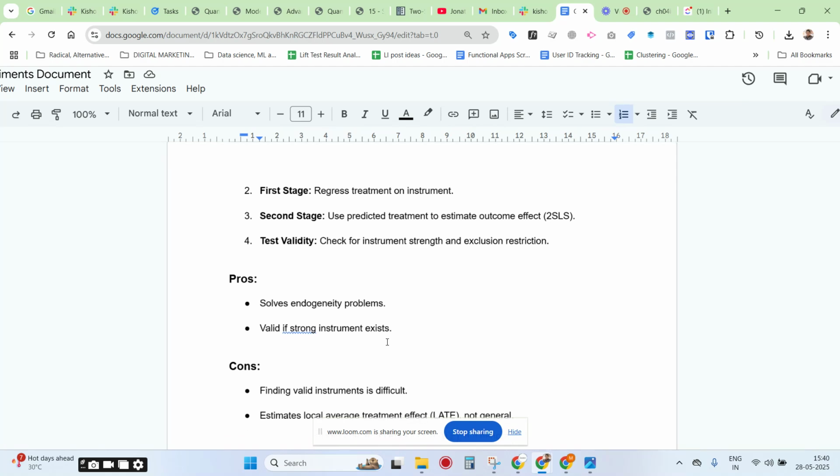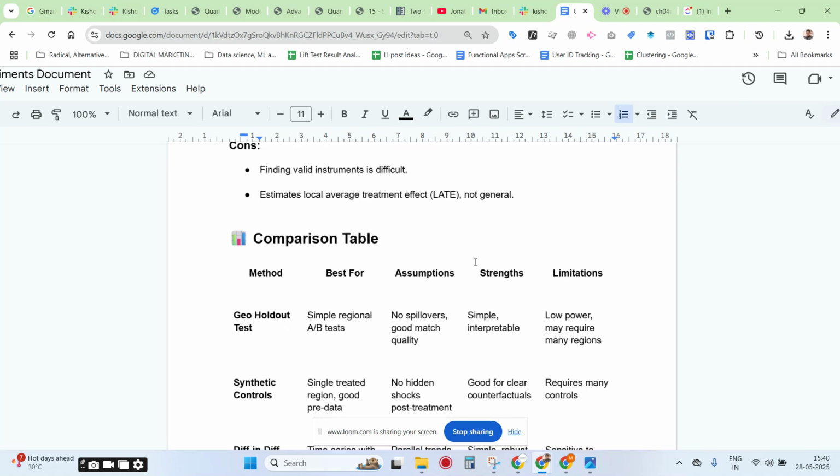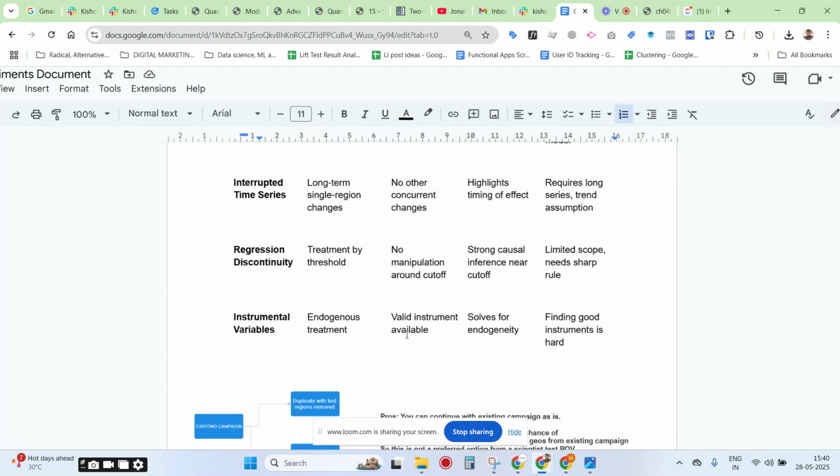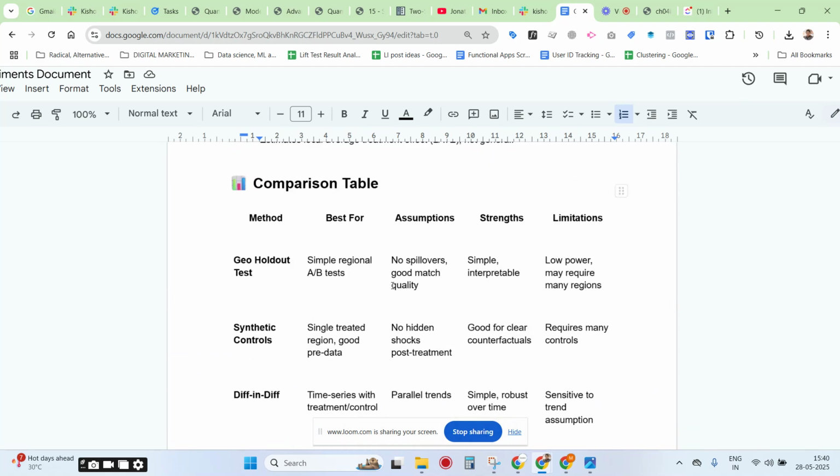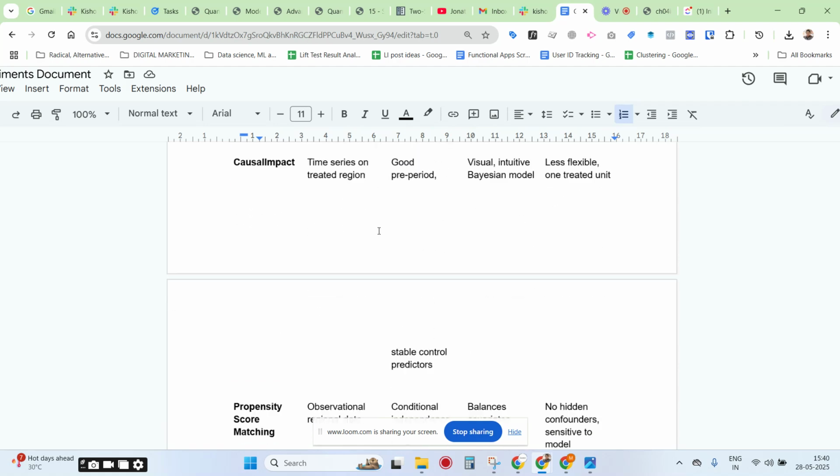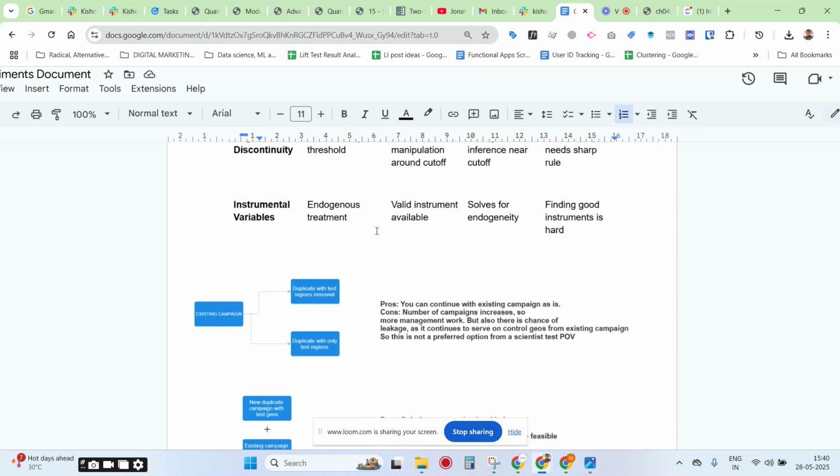So lots of stages here, and finally you have the validation. So here's a nice little comparison table. I'm not going through all of this, of course. Again, I'm going to be sharing this document, if you require it, if you want it, and you might want to go through this comparison table as well.